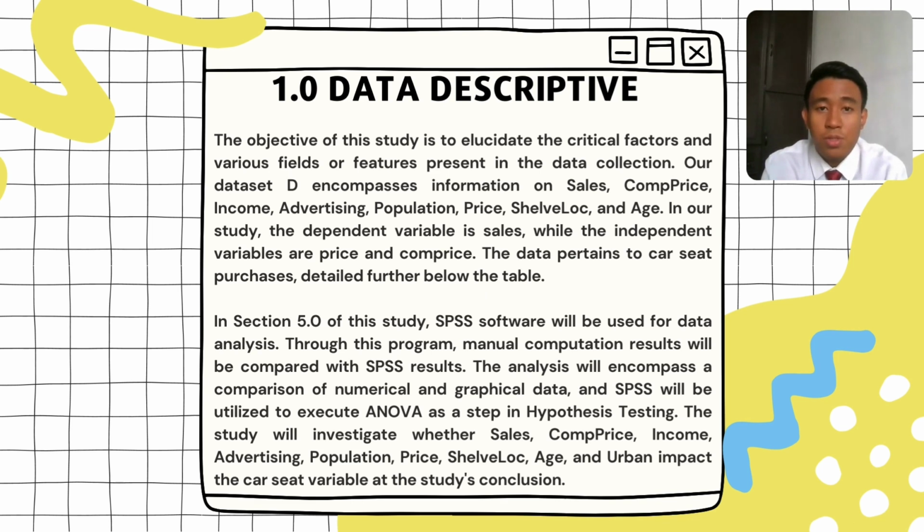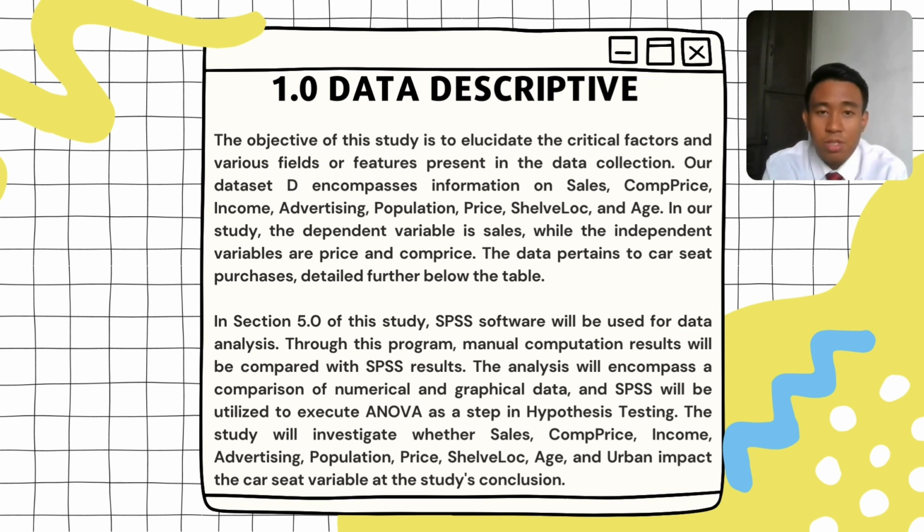Firstly is 1.0 data descriptive. The objective of this study is to elucidate the critical factors and various fields or features present in the data collection. Our data set D encompasses information on sales, income, advertising, population, price, shelf log and age. In our study, the dependent variable is sales, while the independent variables are price and income. The data pertain to custard purchase, detailed further below the data.